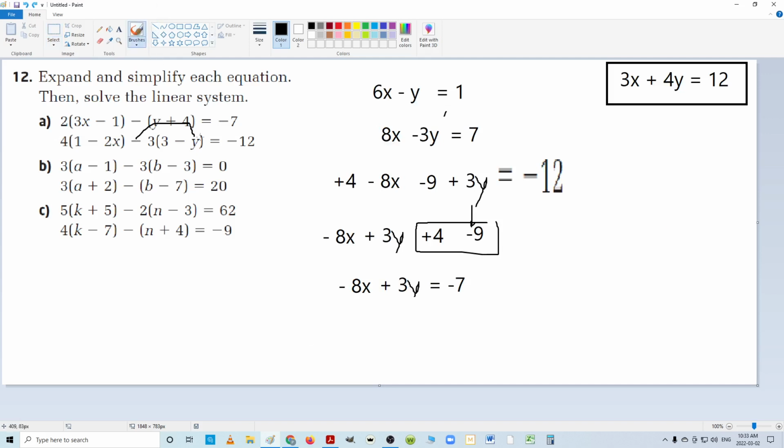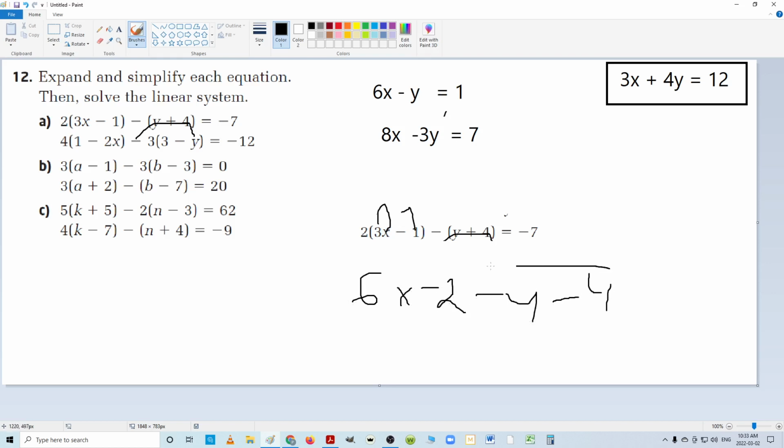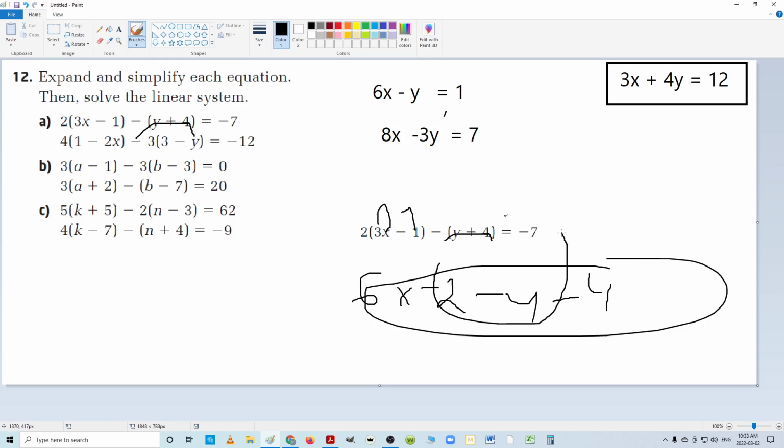Let's see. Should become plus 8x minus 3y plus 7. Okay, so I'm just going to make sure that I have expanded it properly. So you get 6x minus 2, 6x minus 2, minus y minus 4. So that's -6, and when I add it to the other side, it becomes -1. So there's my problem right there.